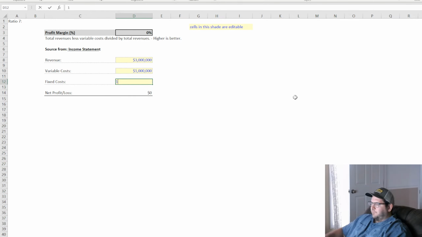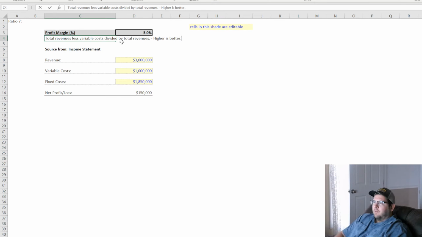Oh. Do a decimal on that. So total revenue less variable costs less. Oh shoot. Less. What do we want to say? Less all expenses. Fixed, variable, otherwise taxes divided by total revenues. Higher is better.